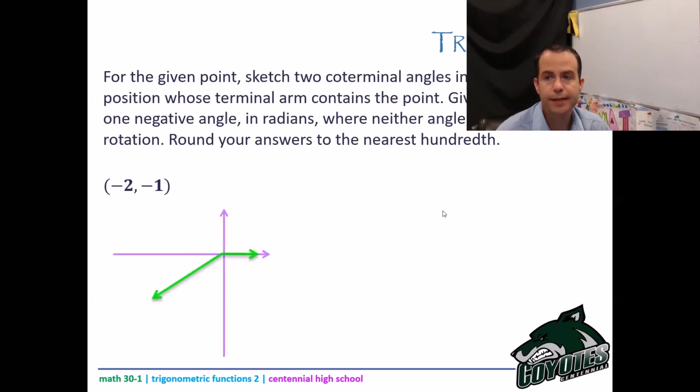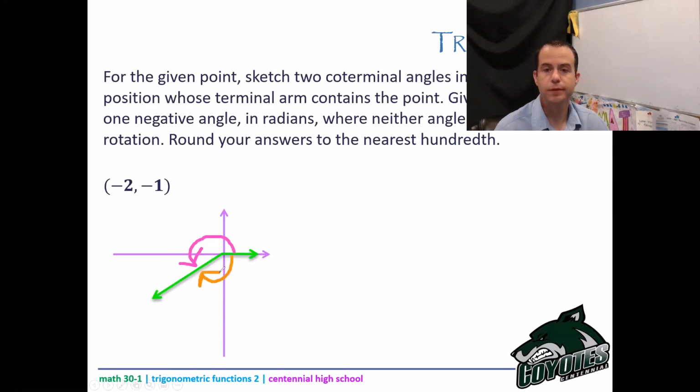Now it says give me two coterminal angles, and neither one of them is allowed to be bigger than one full rotation. Well, okay, here's one, from there to there. And then the other one would be from there to there. Neither of those is a full rotation, so that's what I'm going for. This is all that question's really asking: get those two angles.